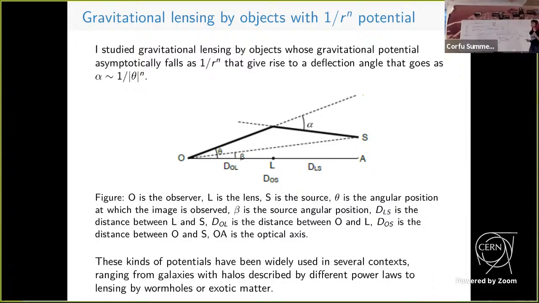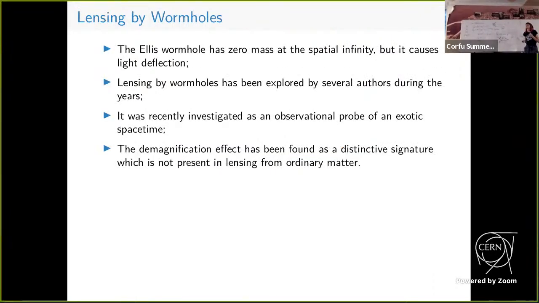This kind of potential is really important in this context. For example, we can describe through this kind of systems galaxies with halos described by different power laws, or also systems composed of 2 black holes, 2 neutron stars, or a system composed of wormholes or exotic matter. What I'm going to introduce is only one application of this kind of systems, lensing by wormholes. But as I said before, we have many configurations of this.